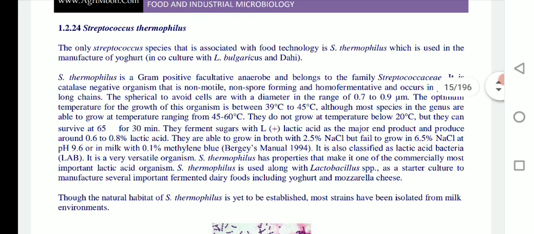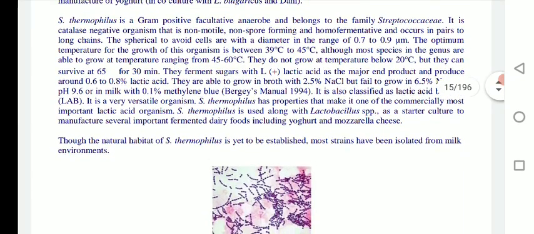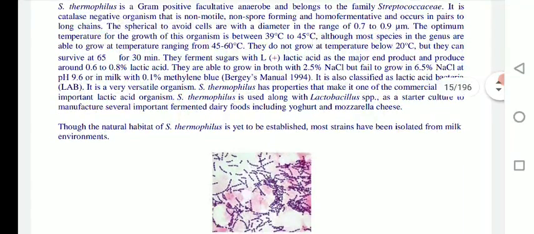Streptococcus thermophilus is basically a gram positive facultative anaerobe, and it belongs to the family Streptococcaceae. It is a catalase negative organism that is non-motile. It does not form any kind of spore, and it is homofermentative and occurs in pairs to long chains. Its shape is spherical to ovoid with a diameter ranging from 0.7 to 0.9 micrometer. The optimum temperature for growth of this organism is between 39 and 45 degrees Celsius.